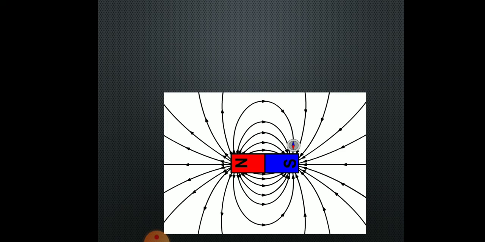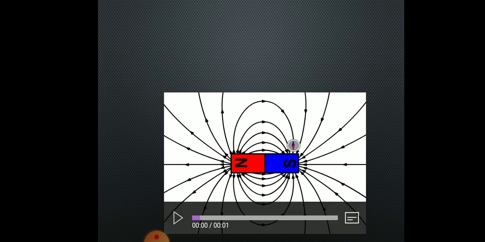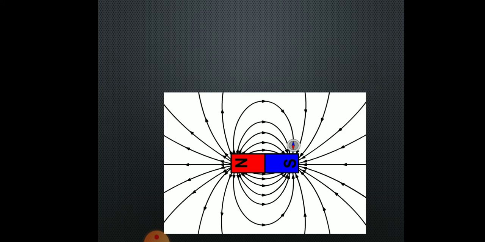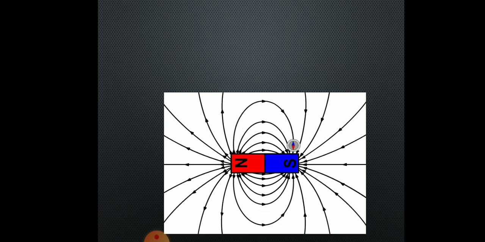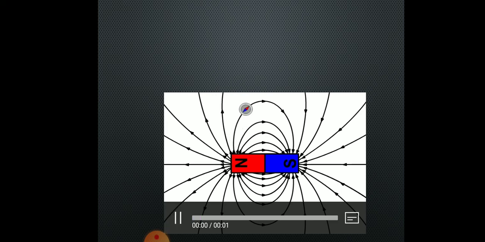So you can observe here the magnetic compass direction. The red mark shows the north pole and the blue mark shows the south pole. Just see. Later, when the compass reaches the south pole of the bar magnet, the north pole is joining the south pole. Just observe.